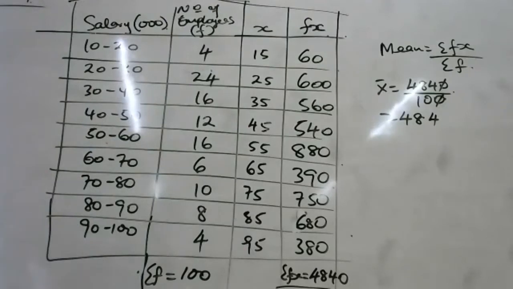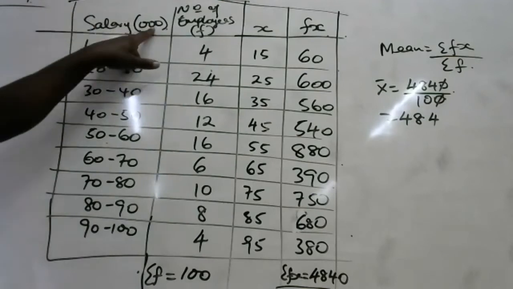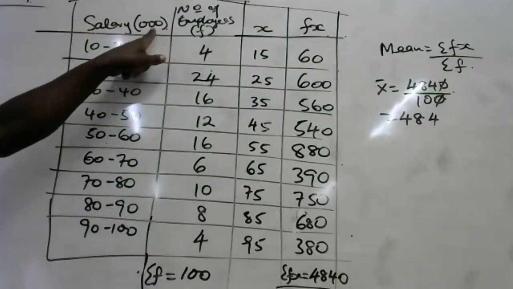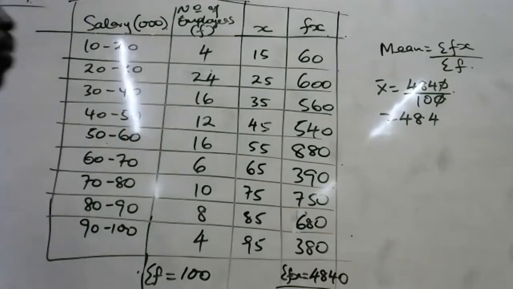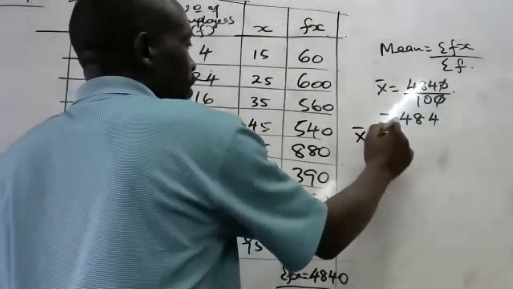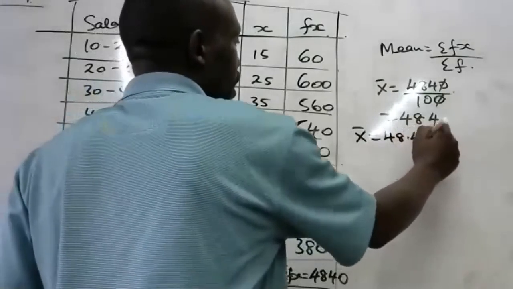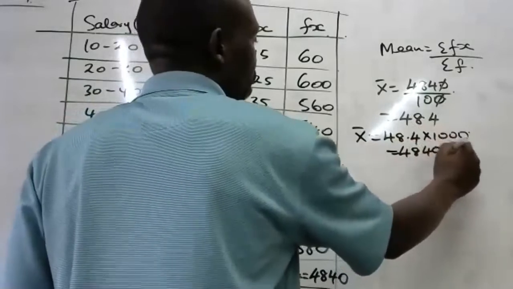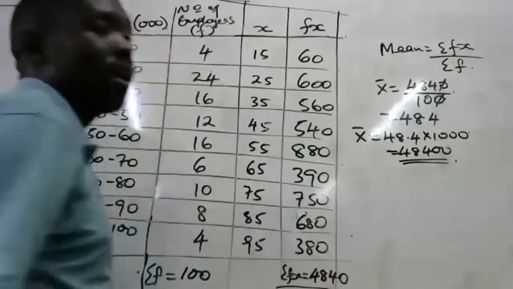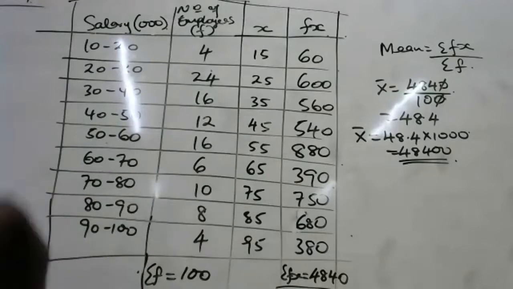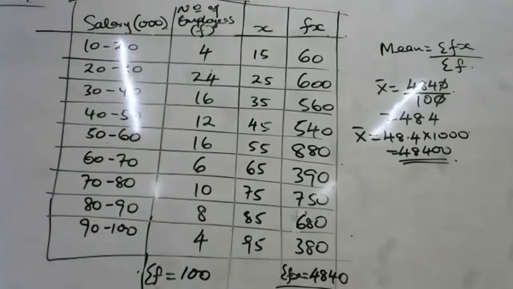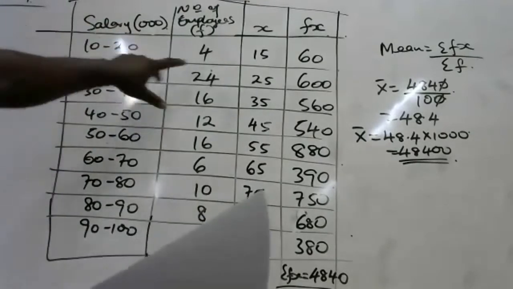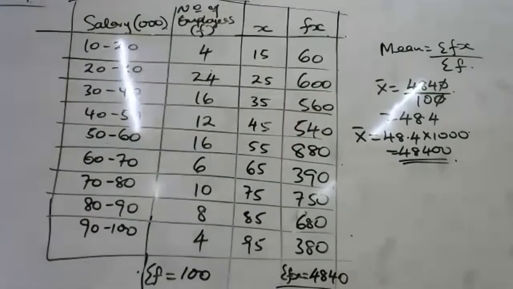But remember, if you look at the table, we are told that these salaries were given in thousands of shillings. So the actual mean is 48.4 times 1,000, which is 48,400, because the figures were in thousands. So the answer you get, you need to make it in thousands by multiplying by 1,000.